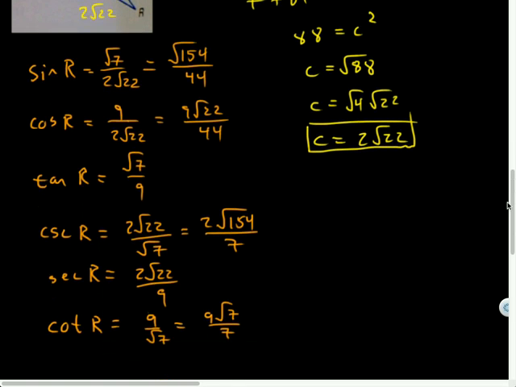So that's the trick. I couldn't have really found those until I did the Pythagorean theorem. Actually, the only ones you would have been able to find at that point would have been tangent and cotangent, since those were based off of opposite and adjacent.